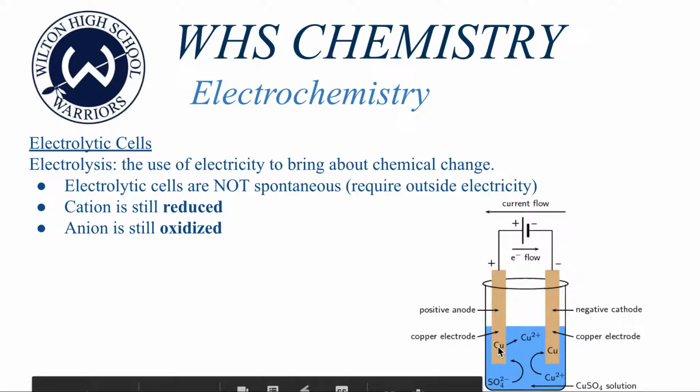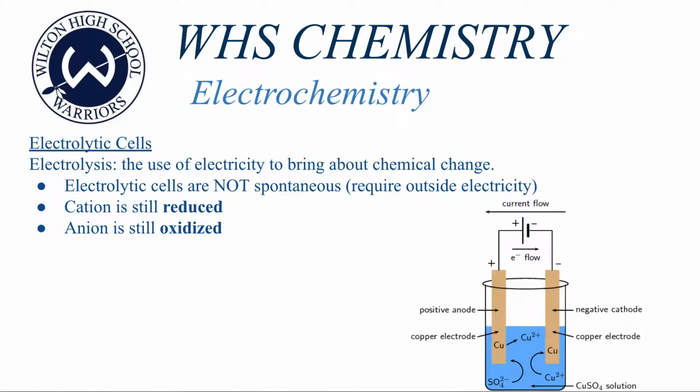As you can see, it looks a little different because it's happening in one container, and we can see that it's in a CuSO4 solution. A lot of electrolytic cells use inert electrodes where they're the same compound. I'll talk about that in the next slide. The electron flow is still from the anode to the cathode.